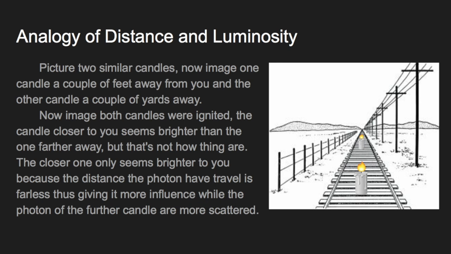Hello, my name's Ethan. Analogy of distance and luminosity. Picture 2 similar candles. Now imagine one candle a couple of feet away from you and the other candle a couple of yards away. Now imagine both candles were ignited. The candle closer to you seems brighter than the one farther away. But that's not how things are. The closer one only seems brighter to you because the distance the photons have to travel is far less, thus giving it more influence, while the photons of the farther candle are more scattered.